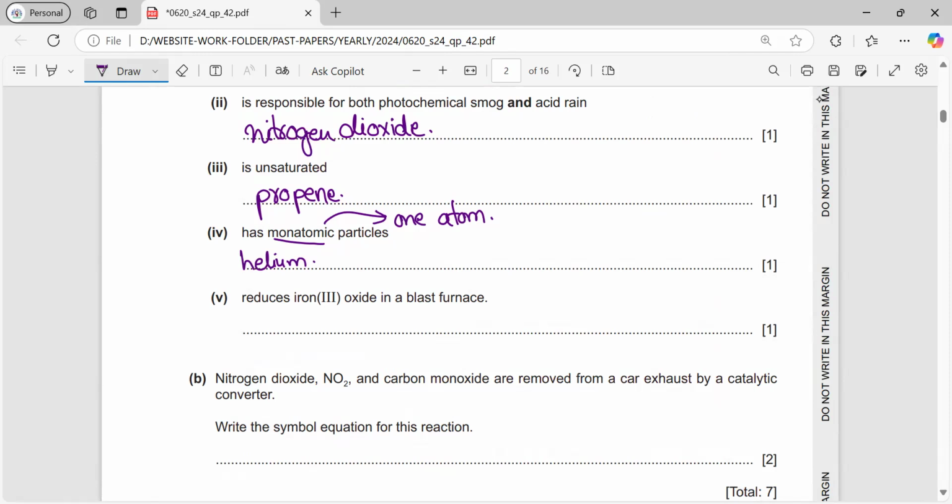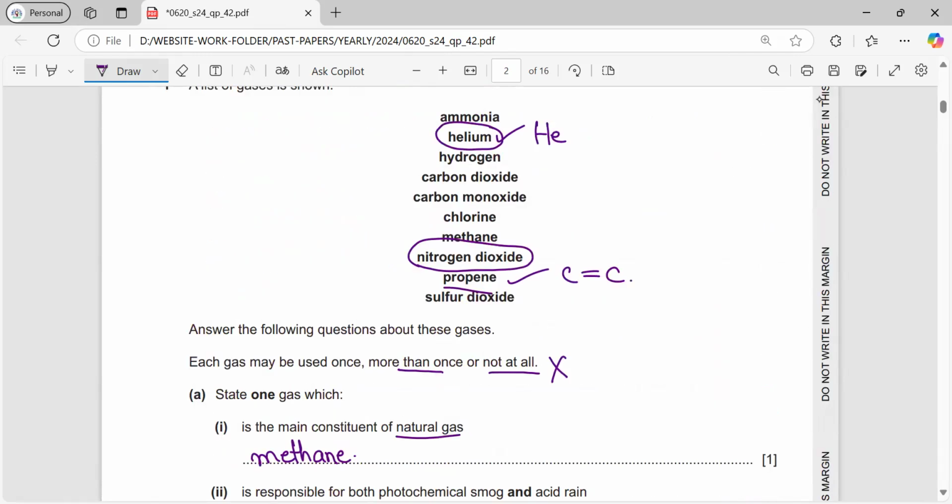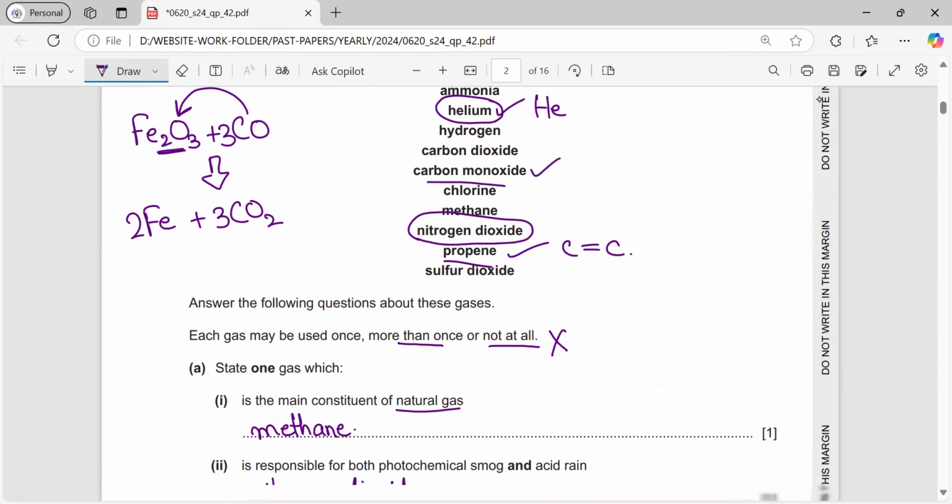Next one, the gas which reduces iron oxide in a blast furnace. So in a blast furnace, we have iron oxide, Fe2O3, and it is reduced by carbon monoxide. Reduction means the removal of oxygen. So carbon monoxide removes the oxygen from iron oxide, and in turn, it gives two atoms of iron plus carbon dioxide. So here, the reducing agent is carbon monoxide.